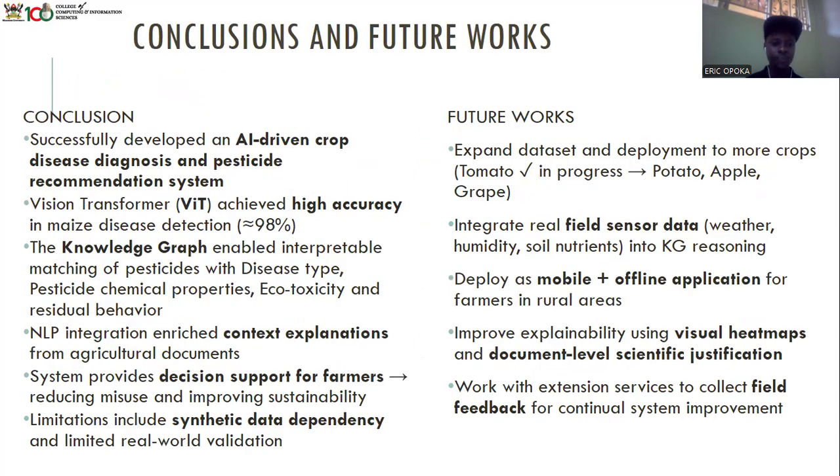So the conclusion and future works. We developed an AI-driven crop disease diagnosis and pesticide recommendation system, like I've said before. It has a high accuracy of 98% for maize. And the knowledge graph was also highly interpretable, matching all the relations we needed in the system. So contextual explanation was highly achieved. Then decision support for farmers was also highly achieved. The limitation was that it was still synthetic-data dependent, as some of the data we got by ourselves.